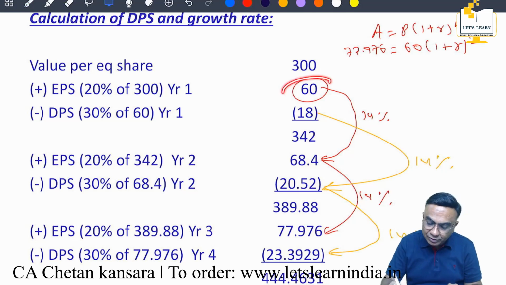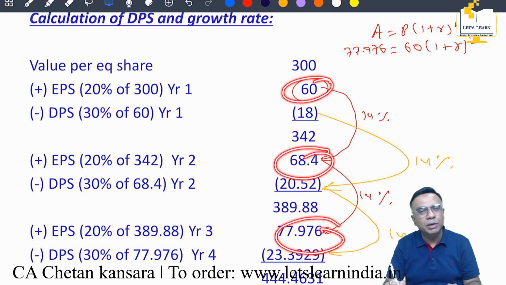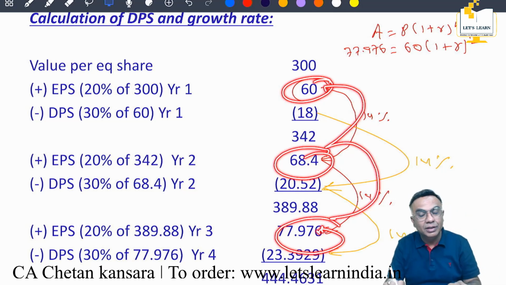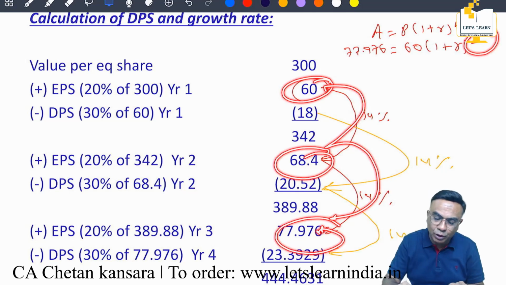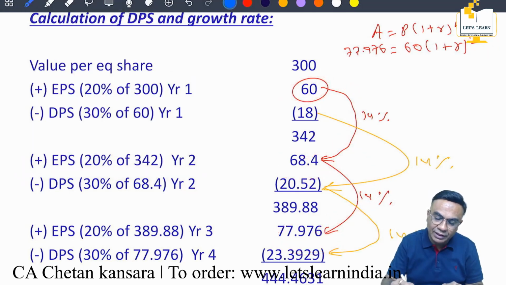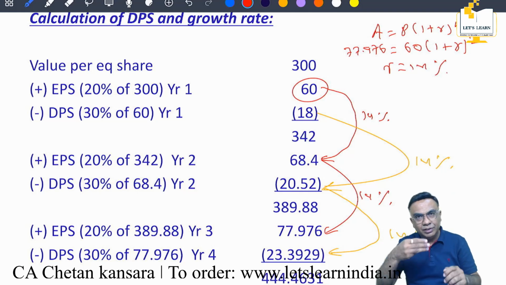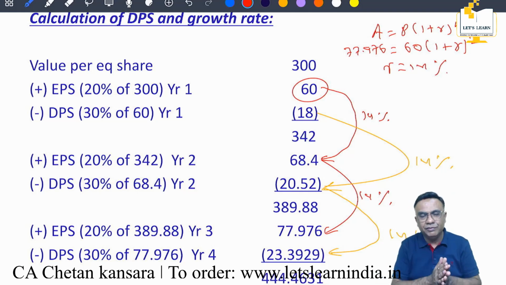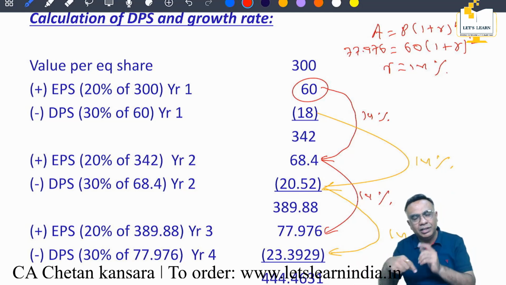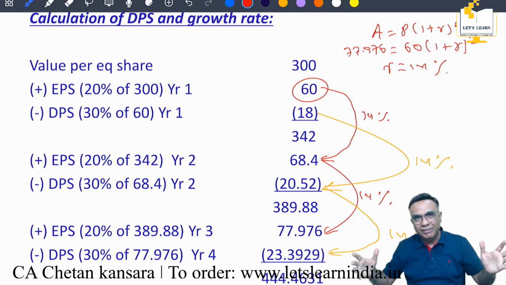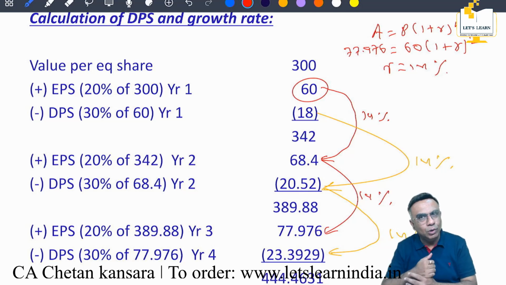Remember, when there are 3 dividend per share or earning per share figures, I will write raised to 2 because there is a growth 2 times. And if you solve this, you will get 14%. So instead of 3 figures, if you have suppose 5, I will write raised to 4. 7, I will write raised to 6, and so on.